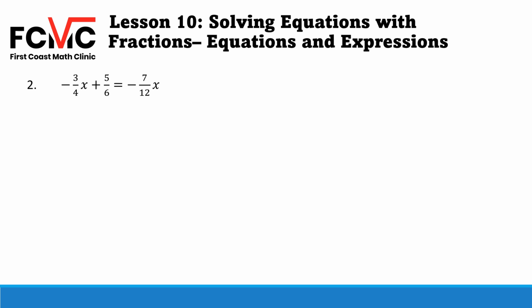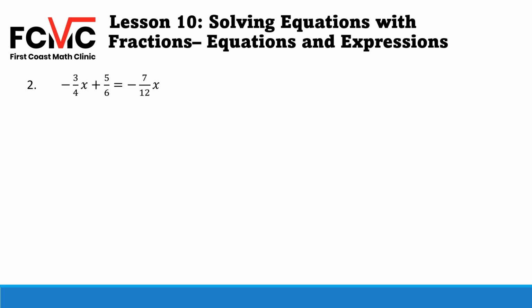All right, so number 2 is negative 3/4 x plus 5/6 equals negative 7/12 x. And we're going to solve this one a little bit differently. So let's say that we've got these denominators 4, 6, and 12. And we may notice that they're all divisible by the same value. They're all divisible by 4 or 2.